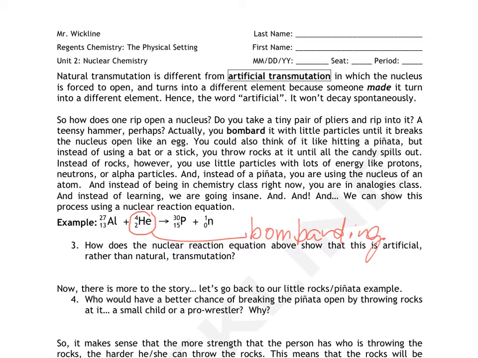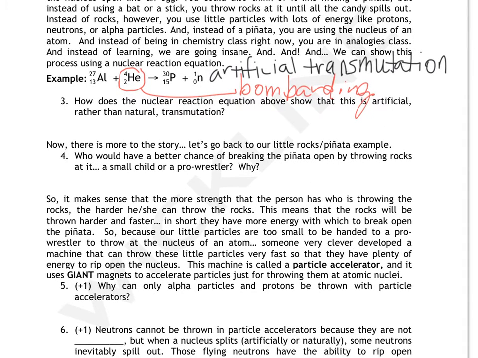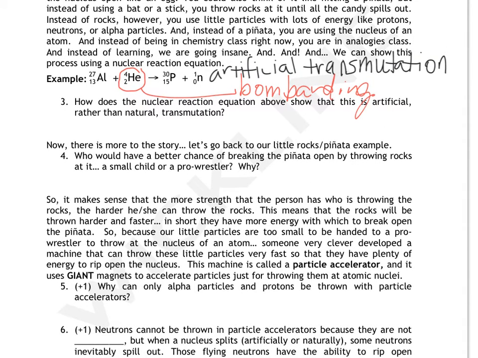But just keep in mind that if you want to identify this as artificial transmutation, in addition to the nuclide on the left-hand side, you must have a bombarding particle as well. All right, so moving on, we know that this nuclear reaction is artificial because there is a bombarding particle on the left-hand side.